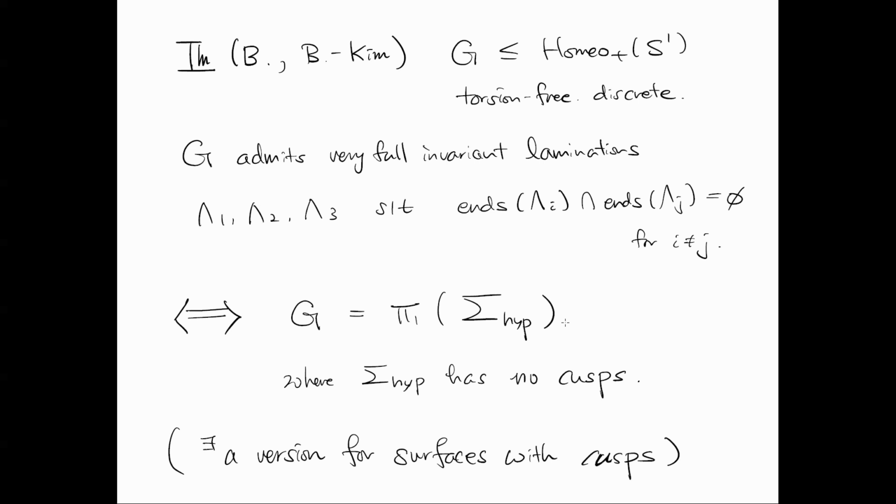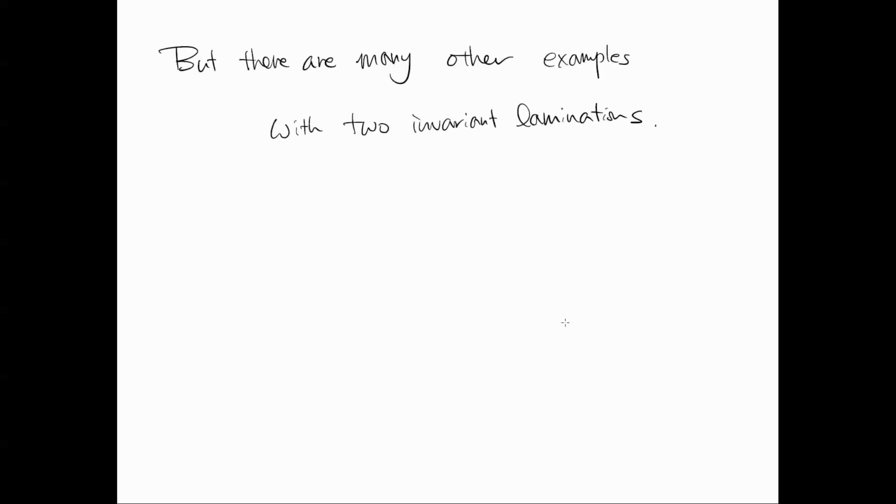So if you have a group action on the circle with enough invariant laminations, that's rigid information, enough to conclude something about the group. In this case, you can conclude this group is actually a surface group. All right, but there are many other examples with two invariant laminations. The theorem says that if you have three very full invariant laminations, then it's automatically a surface group. If you have only two of them, that's not enough to guarantee it's a surface group, and there are actually counterexamples to that.